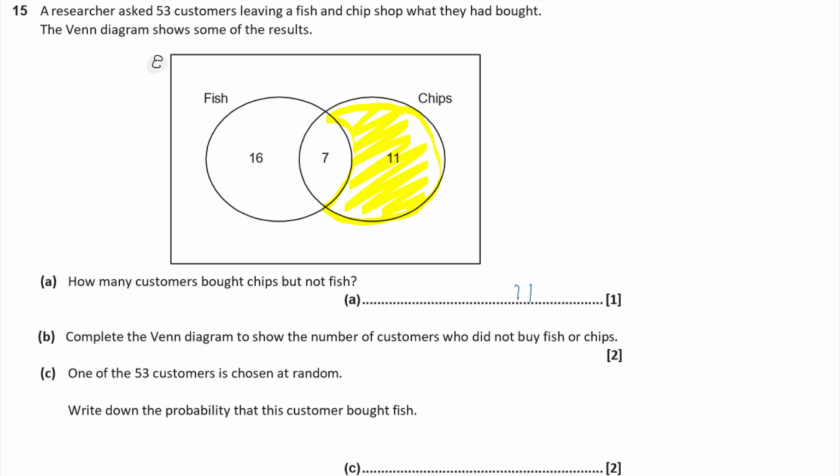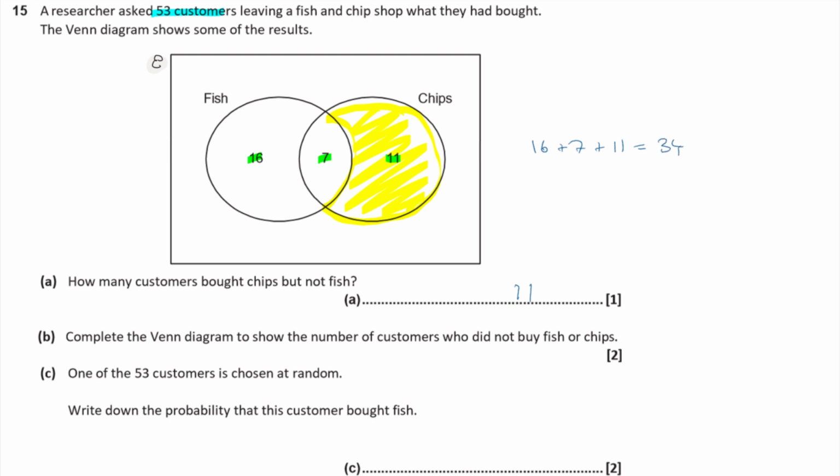Complete the Venn diagram to show the number of customers who did not buy fish or chips. We know altogether there are 53 customers, but we've only got values for 11, 7 and 16 in there, and that doesn't add up to 53, does it? If you add those up, 16 plus 7 plus 11, that adds up to 34.